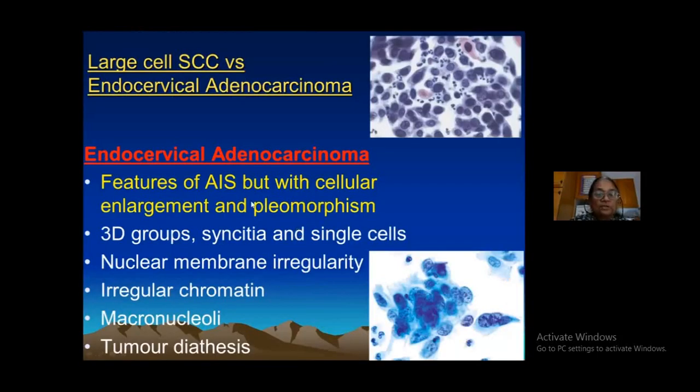Another differential diagnosis is squamous cell carcinoma versus endocervical adenocarcinoma. In endocervical adenocarcinoma, features of AIS are still present, as you can see the AIS here. And so this is endocervical adenocarcinoma.